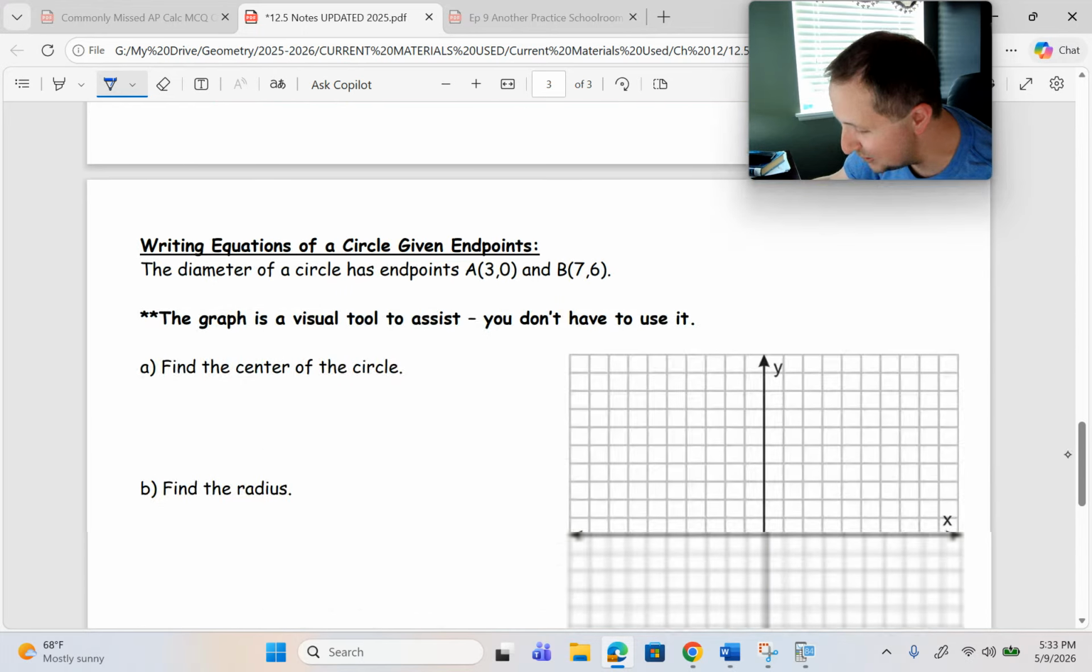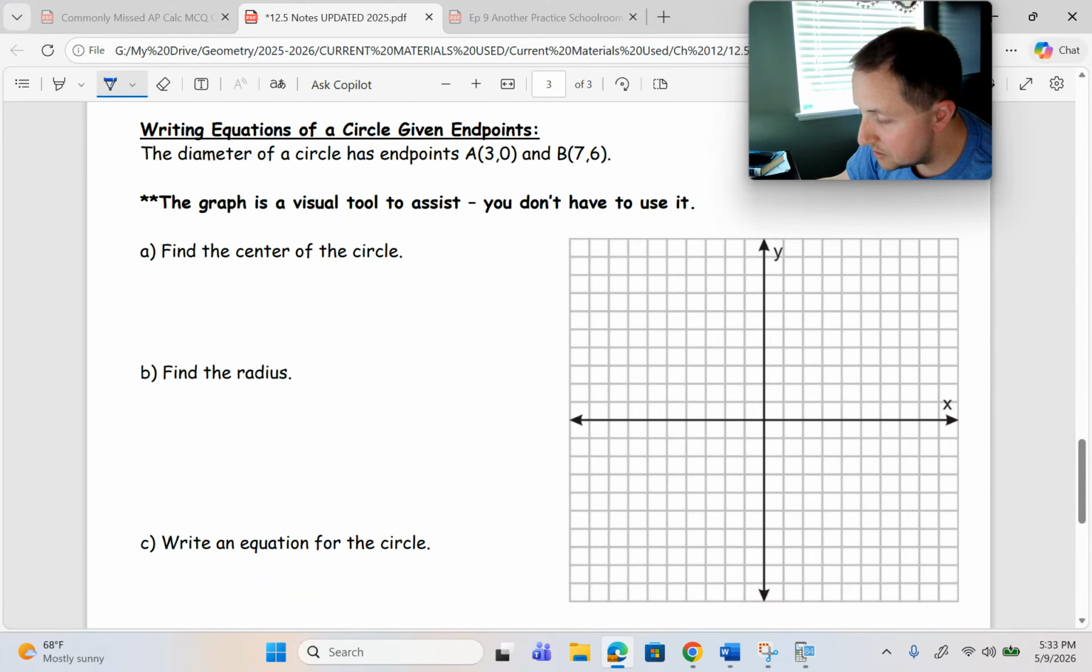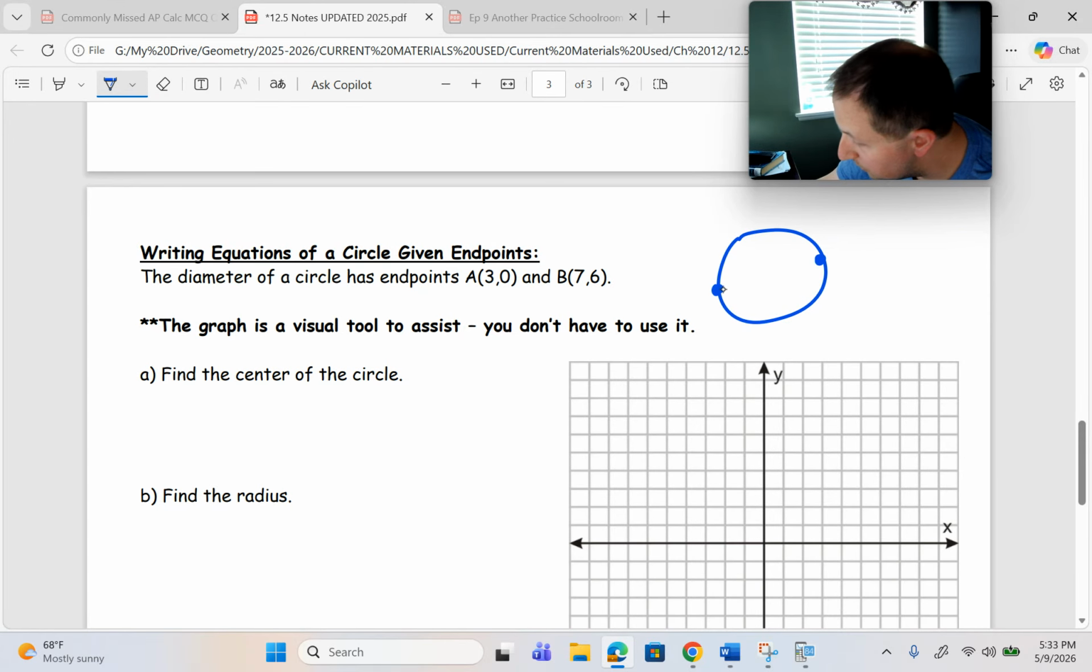All right, last one: writing equations of circles given endpoints. So let's say they give us the endpoints of the diameter of the circle. Okay, so a little visual. Here's my circle. Let's just say this is my diameter.